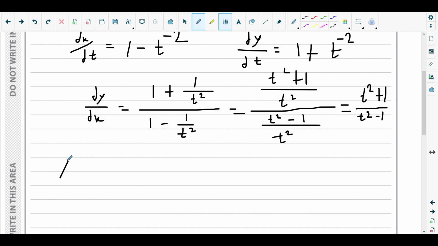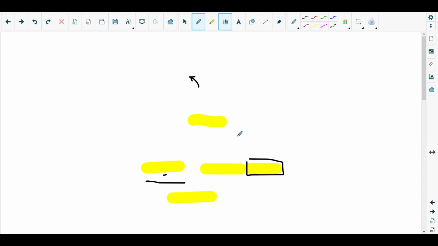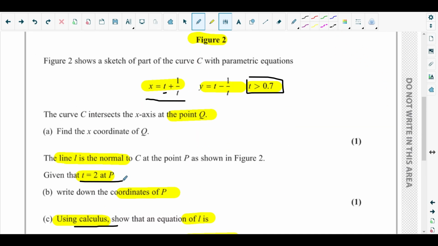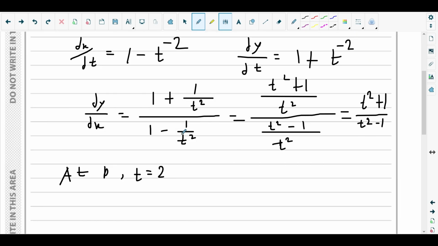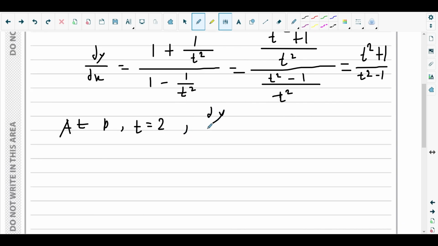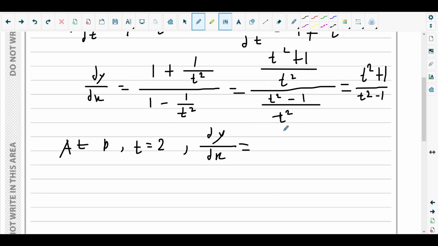Now at P, we know the value for t equals 2, isn't it? Exactly, it's 2. Since at P the value for t is 2, you can get the value for the derivative, that is the gradient of the curve at point P. That is 5 over 3, right? So this is the gradient of the tangent at point P to the curve.